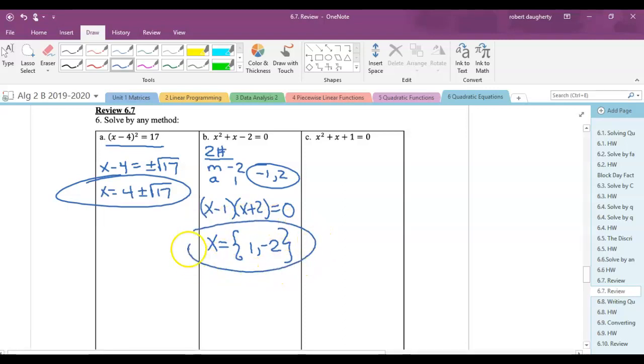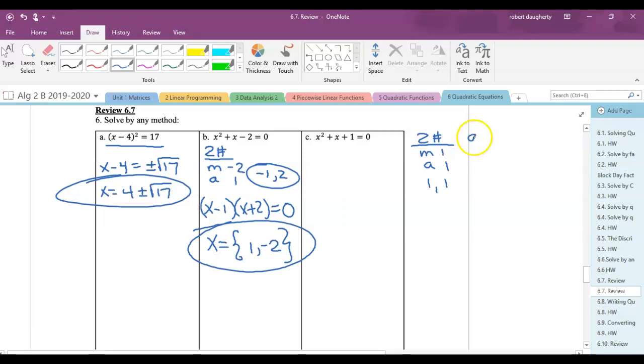Looking at the next one, this will factor if I can find two numbers that multiply to 1 and add to 1. The only possibilities are 1 and 1. They multiply to 1, but they add to either 2, or I could get them to add to negative 2. So this will not factor. I'm going to need the quadratic formula or complete by completing the square. Let's do it both ways.